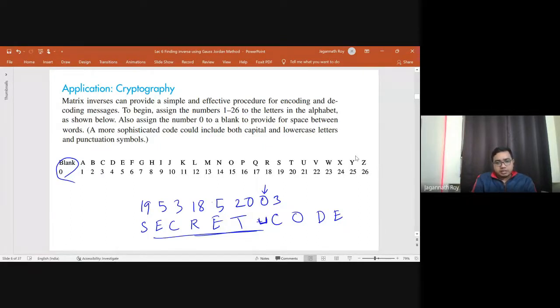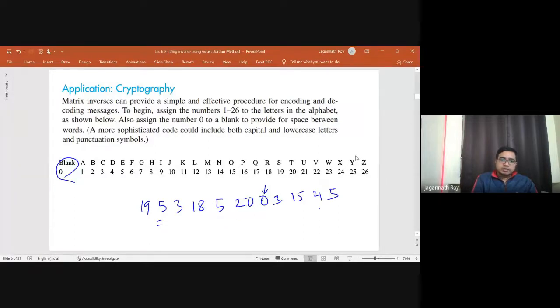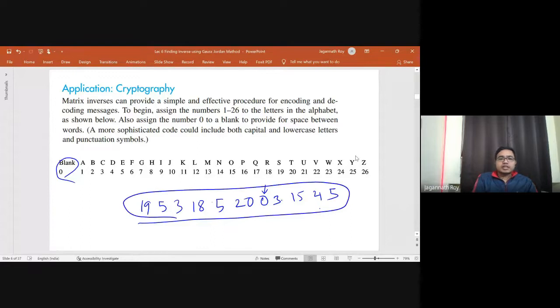So this is 3. See, O is 15. Then D is 4, E is 5. So if you want to send a message to me or some friend or someone, you just send these numbers, okay? And then tell them to assign 1 to A, 2 to B, 3 to C, and find the message.